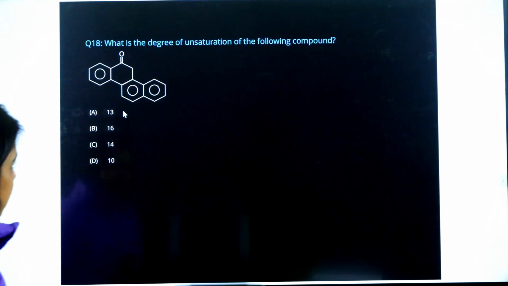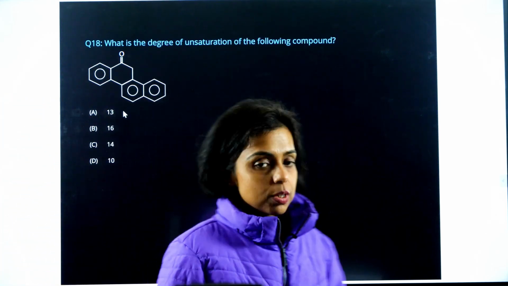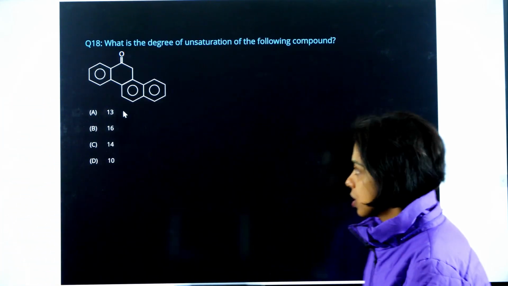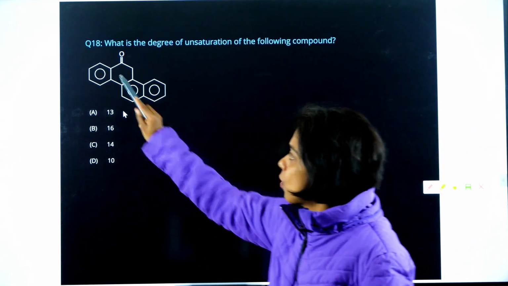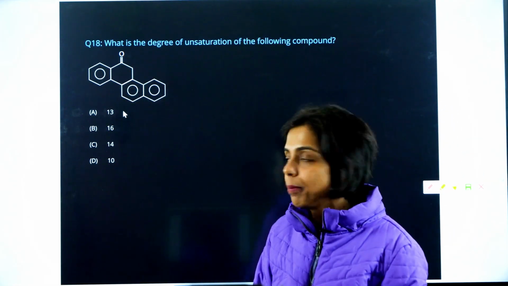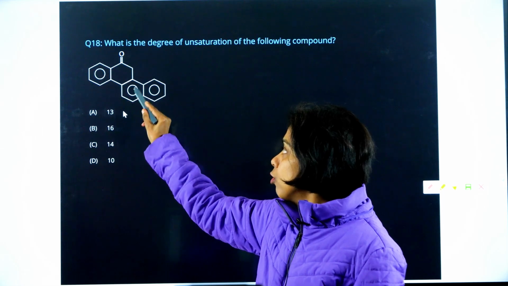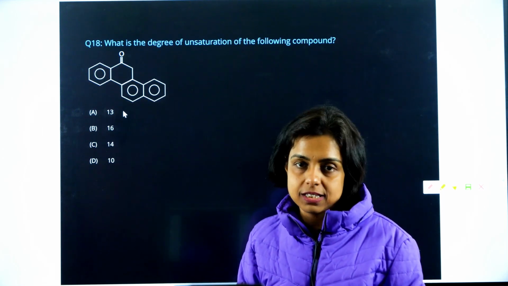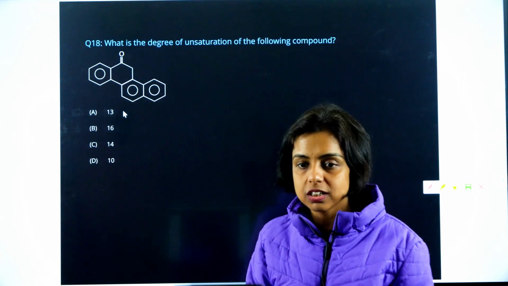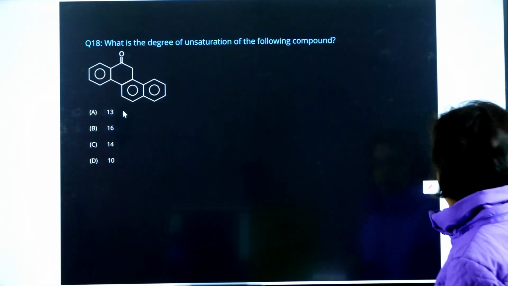Okay, what is the degree of unsaturation? The next question, question number 18, the degree of unsaturation in this compound. Very pretty simple question. So how many rings are there? We have 4 rings. 1, 2, 3, 4. How many double bonds? 1, 2, 3, 4, 5, 6, 7, 8, 9. So 9 double bonds plus 4 rings. Total 13. So 13 should be the degree of unsaturation.